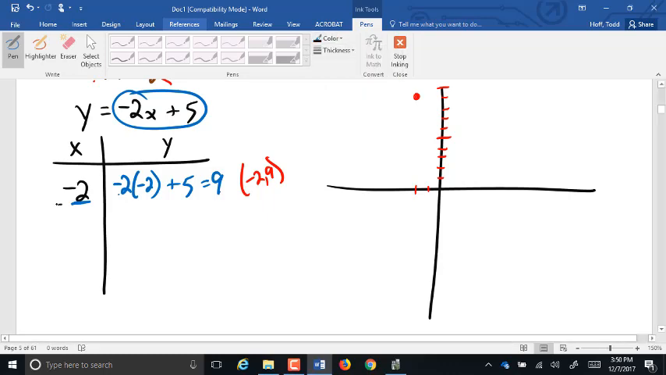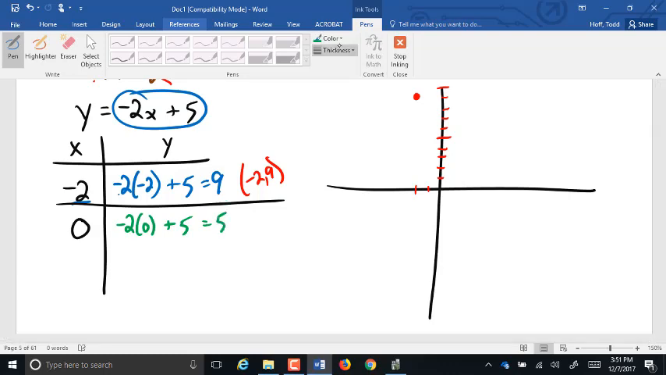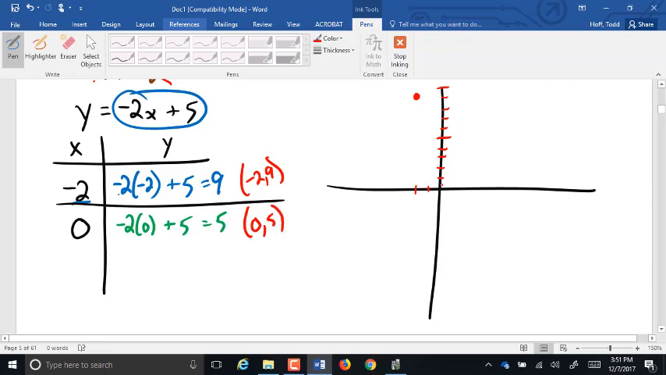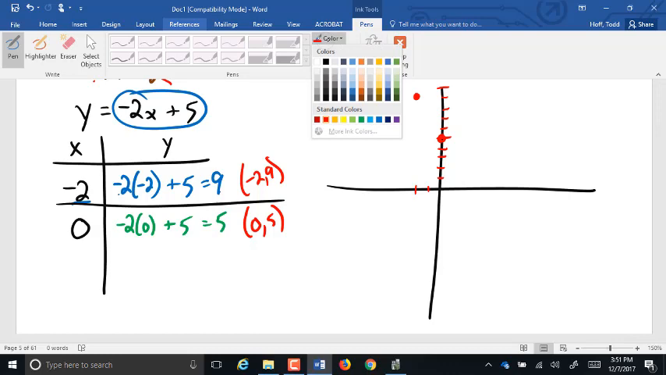Somebody give me another value to try for x. 0 is a good one. I always like to use 0 because it's usually relatively simple to find. So negative 2x becomes negative 2 times 0 plus 5. Negative 2 times 0 is 0 plus 5 is 5, giving us the point 0, 5. So that gives us a point right there.